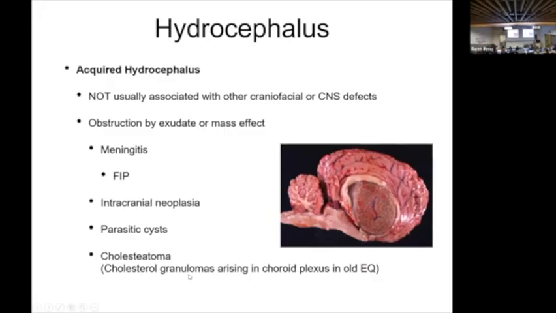I was going to ask you to figure out what that meant, but I guess I already gave it to you. So this is a cholesterol granuloma that forms, we're not really sure, maybe because of chronic hemorrhage in the choroid plexus. It's a horse thing, but these can get very large and frequently result in obstruction.